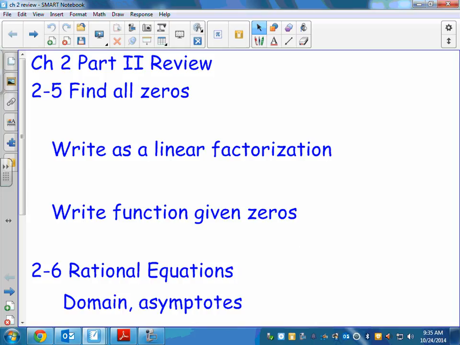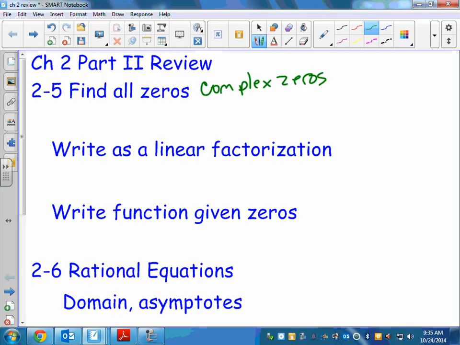2.5 is really a lot of the same stuff that you took on Chapter 2 Test Part 1, but we had some extra stuff in 2.5. We talked about complex zeros. So when I say find all the zeros, I mean real and complex, which means it's okay to get imaginary answers. You will get imaginary answers.